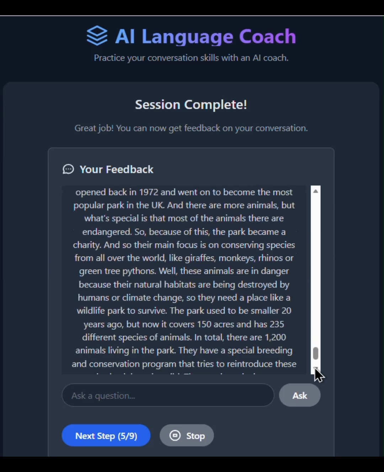And so their main focus is on conserving species from all over the world, like giraffes, monkeys, rhinos, or green tree pythons. Well, these animals are in danger because their natural habitats are being destroyed by humans or climate change, so they need a place like a wildlife park to survive.